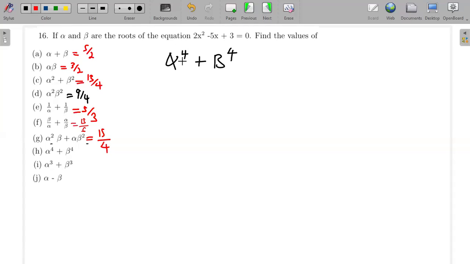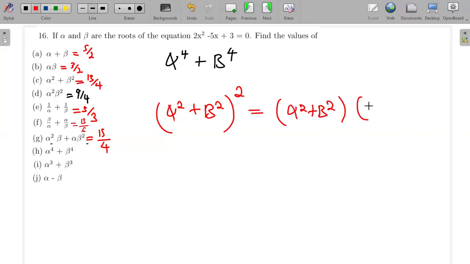Since this is to the power 4, to get the identity of this, I'll say alpha squared plus beta squared, and then to the power 2. Which means I'm just going to have alpha squared plus beta squared multiplied by alpha squared plus beta squared. That's what it means when I put this to the power 2. And then now I can expand whatever I have on my right.